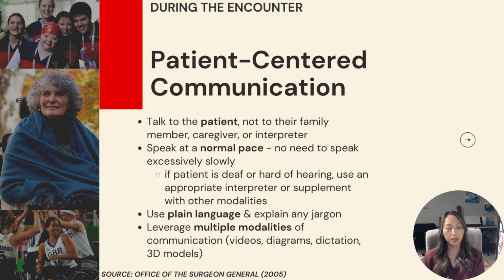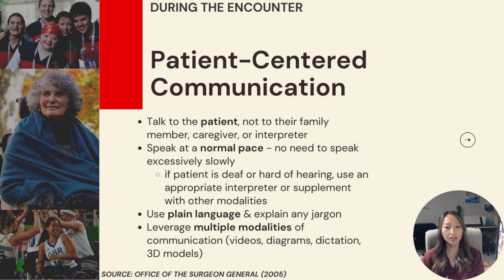And then also, when you are speaking to them, do speak at a normal pace. There's really no need to speak excessively slowly, and it can come off as demeaning. So if a patient is deaf or hard of hearing, you can use an appropriate interpreter or supplement with other modalities that are more suited to them. Additionally, use plain language and explain any jargon. This is obvious and goes for all patients, but just a reminder.